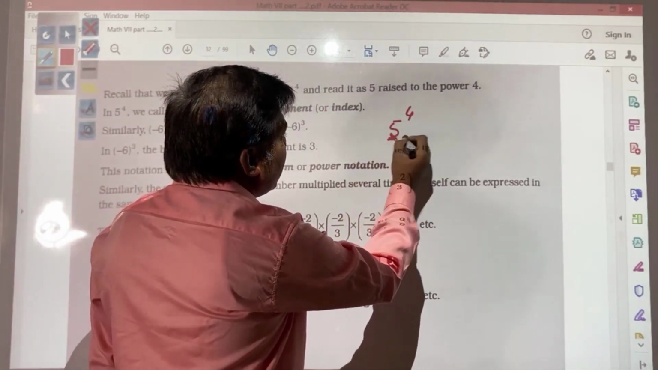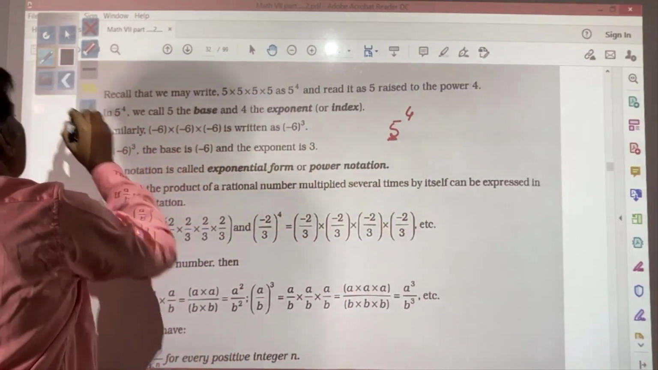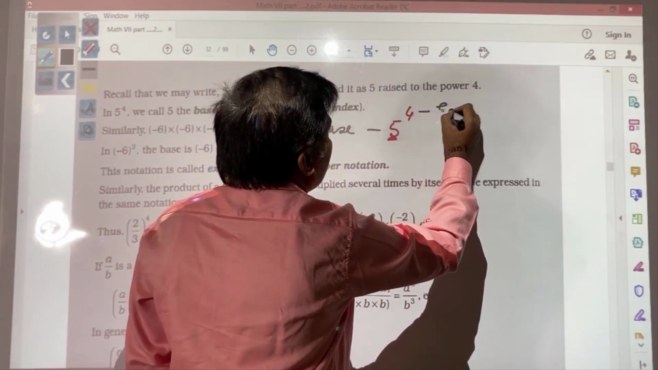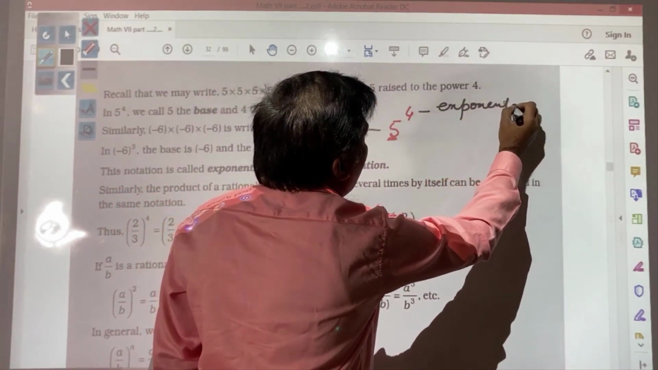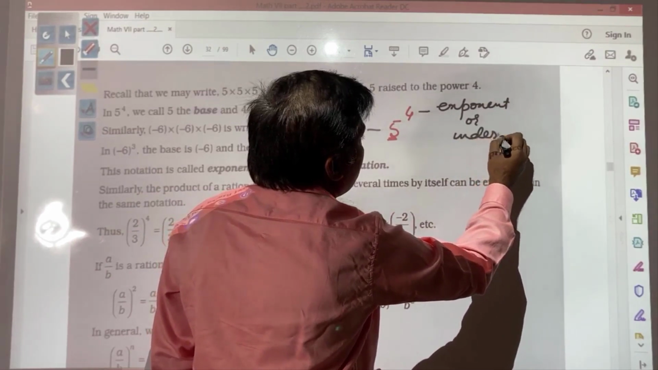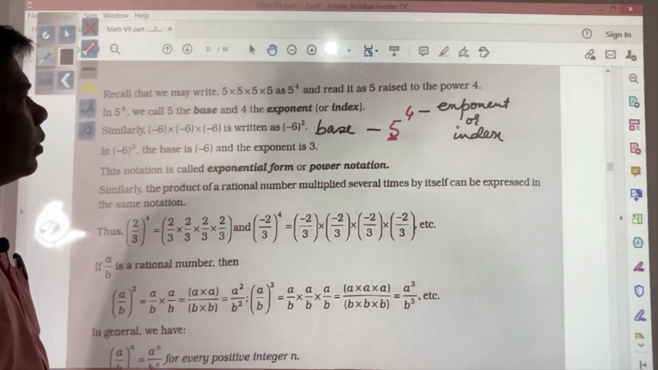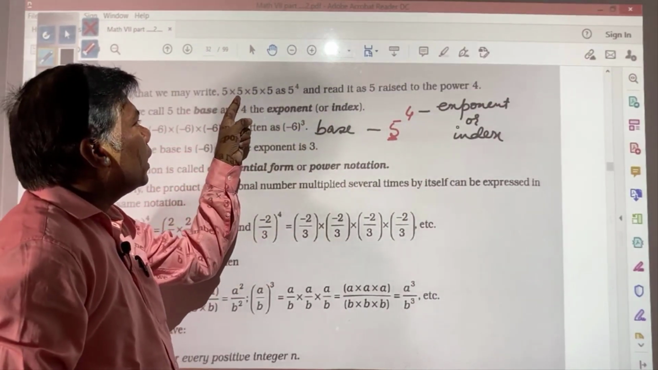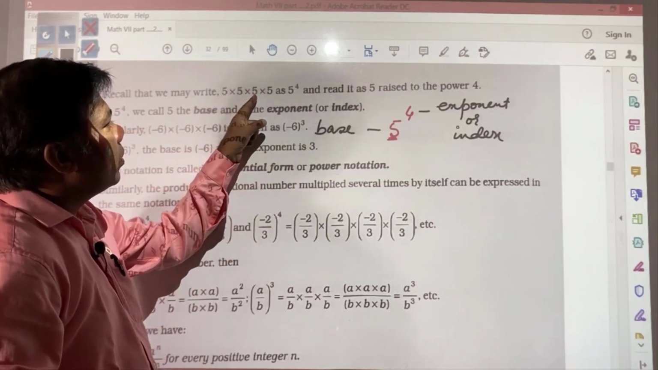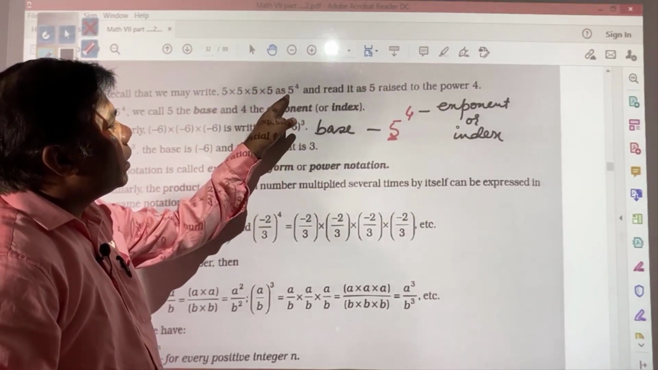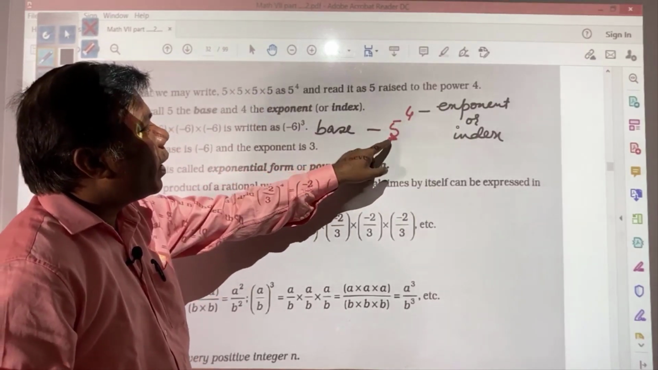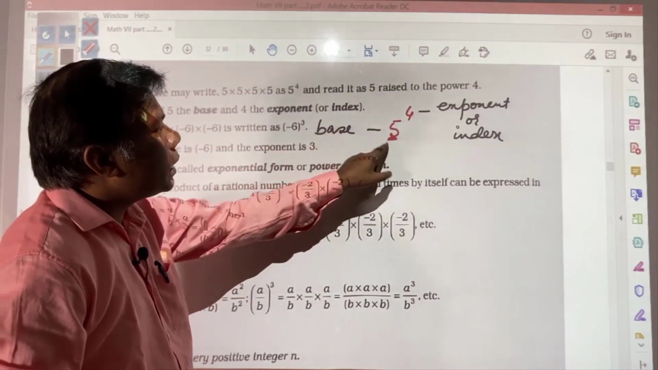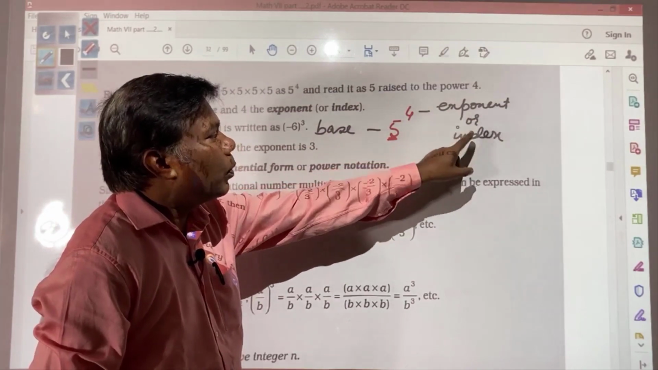So this is called base, and this is called exponent or index. I hope you know this, and if you don't know, just see and remember. If 5 has been multiplied by itself 4 times, 5 into 5 into 5 into 5, this can be written as 5 to the power 4 or 5 raised to the power 4. And this 5 will be called base and 4 will be called exponent or index.